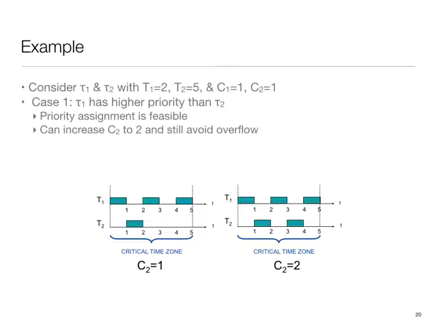This is another simple two task example: task 1 and task 2 with periods of 2 and 5, and each one of them has a computation time of 1. In one case, I'm giving task 1 the higher priority, so it gets to run first. And if you notice here, I have 1 unit of unused CPU time. I could even have made C2 equal to 2, and I would still have been okay in this particular example.